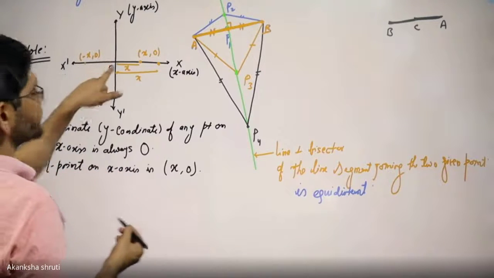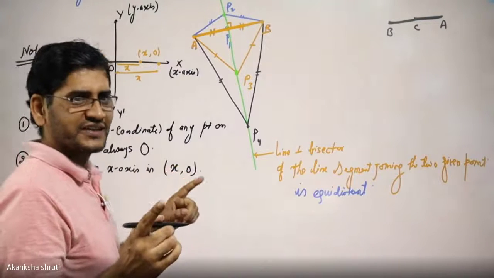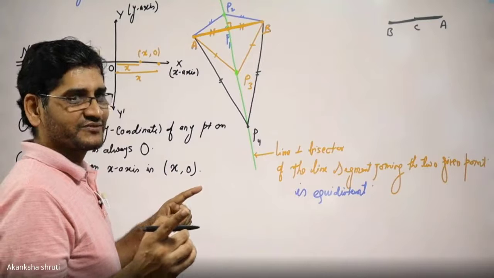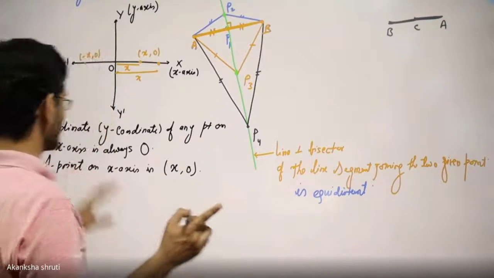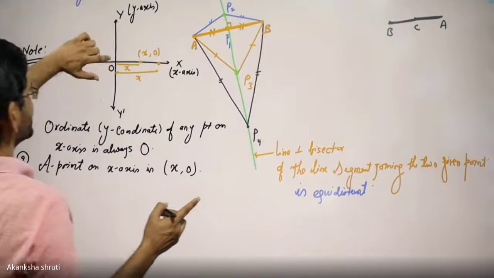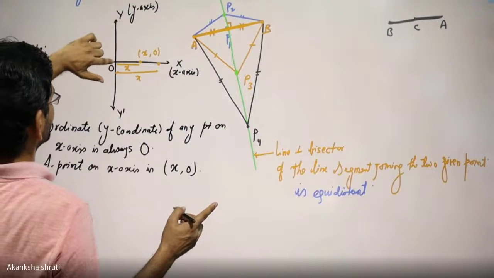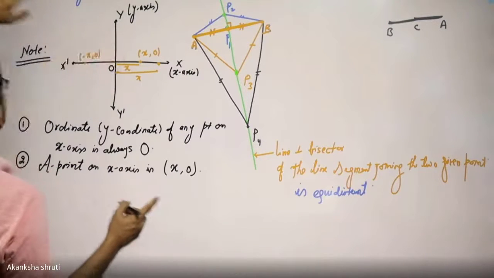Students, the coordinate of the origin is (0, 0). I don't think it needs to be written. Otherwise none of you are deserving of class 10th. If I have to write that the coordinate of the origin is (0, 0), I hope all of you already know.